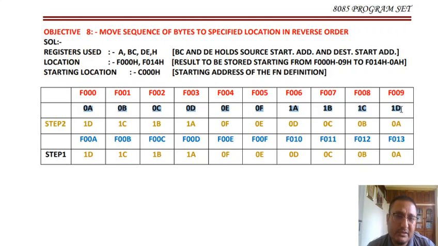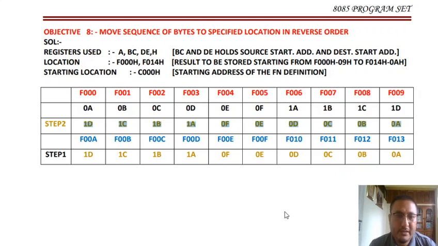Now what I want as a result is the reverse of the existing sequence to be stored in the source itself. So I want to reverse the entire list. Eventually at F000 I want 1D, at F001 I want 1C, and at F002 I want 1B. So I want to reverse the entire list. This is the task that we have in hand. I need to reverse the content of the specified address locations.